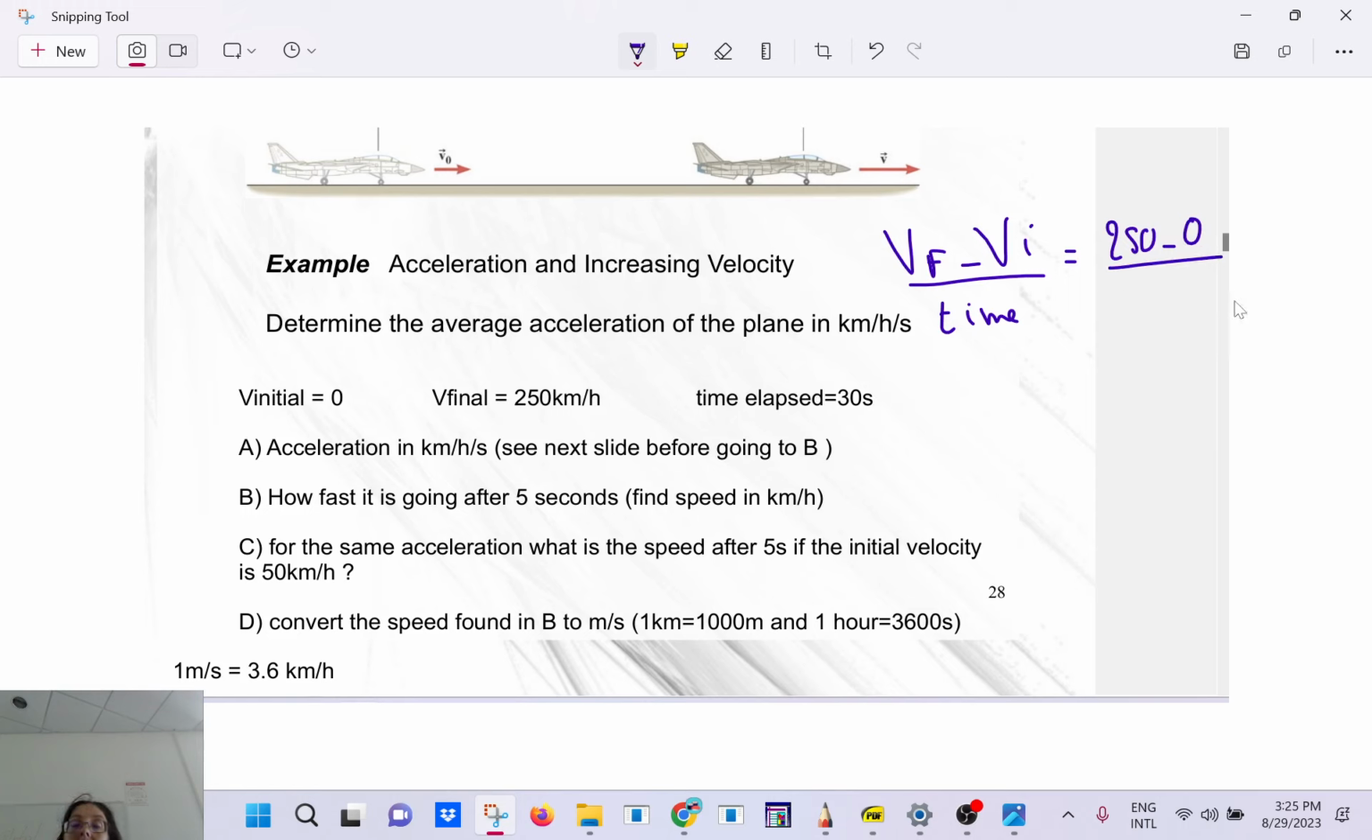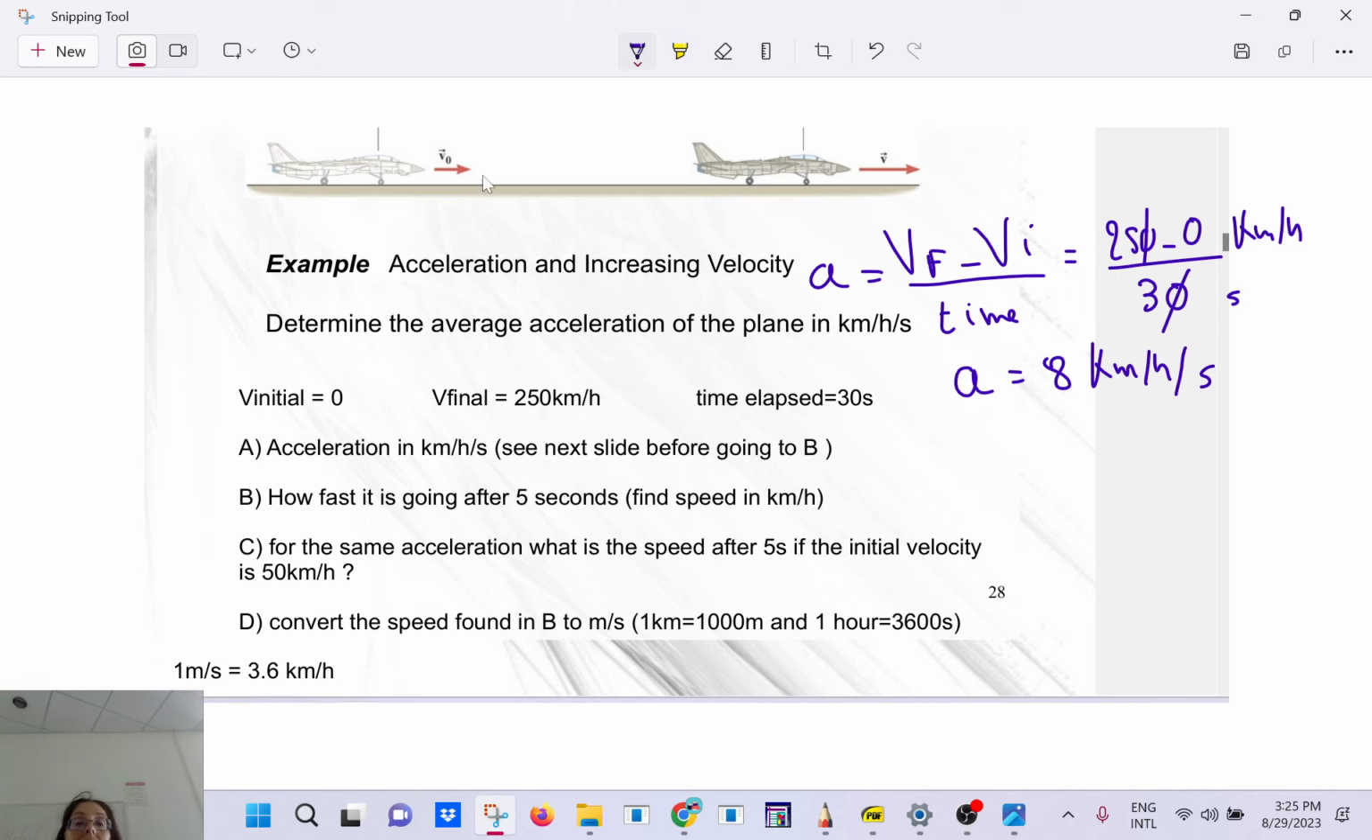Divided by the time elapsed, 30. So the acceleration is about 8.3. Let's say 8 kilometer per hour per second, because this is kilometer per hour and this is second. So every second, it's going faster by 8 kilometer per hour. Every second, it increases its speed by 8.